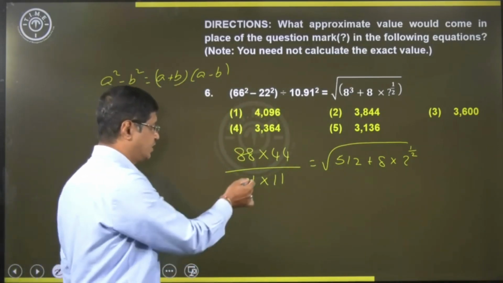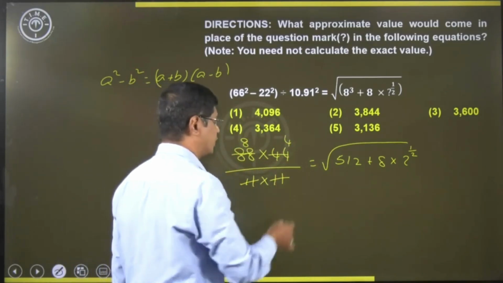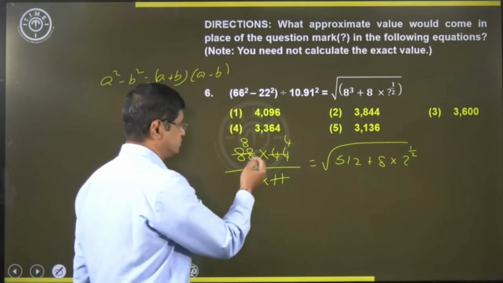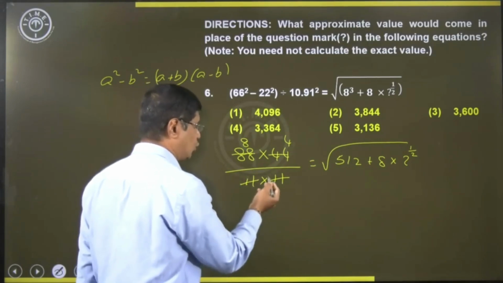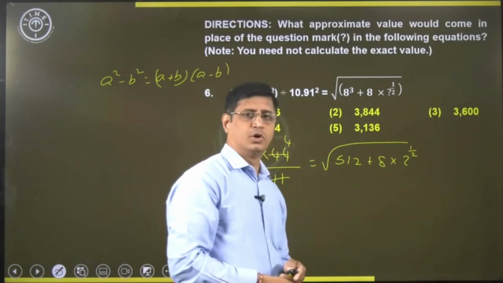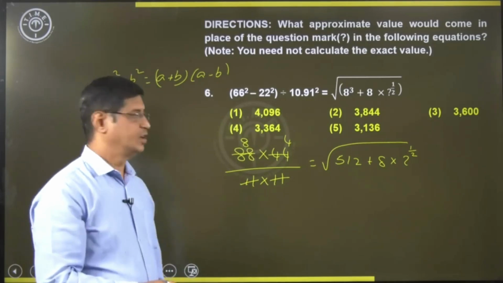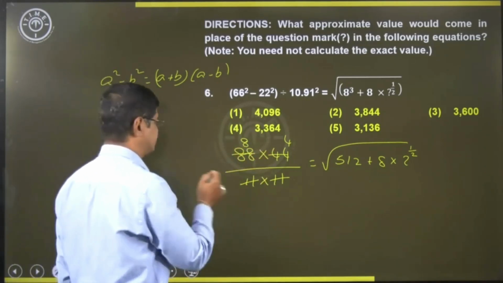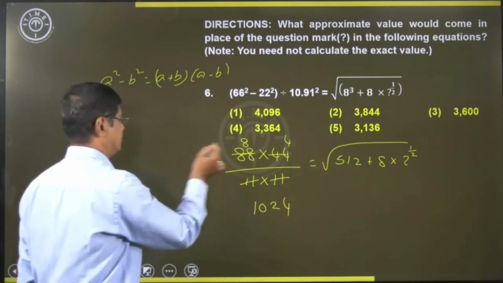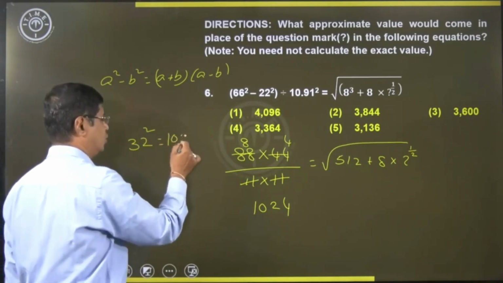Yes, my dear student, just observe. 11 goes exactly 8 times in 88. 11 goes exactly 4 times in 44. 8 into 4 is equal to 32. So 32 is equal to square root of 512 plus 8 into question mark to the power 1 by 2. Squaring on both sides. Squaring on both sides means 32 square. 32 square is equal to 1024.